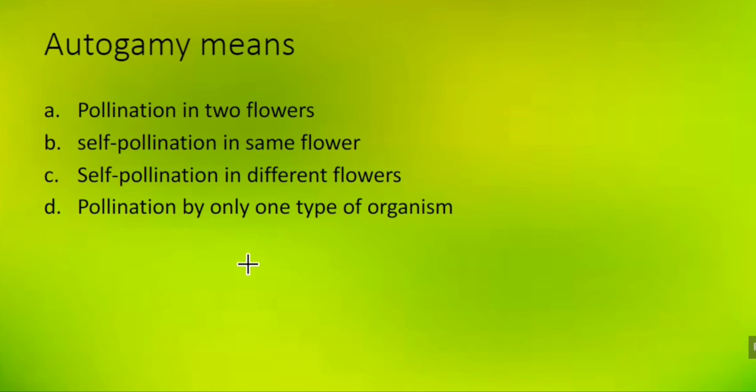Autogamy means, this we already discussed in the first question. So it is self-pollination within the same flower.